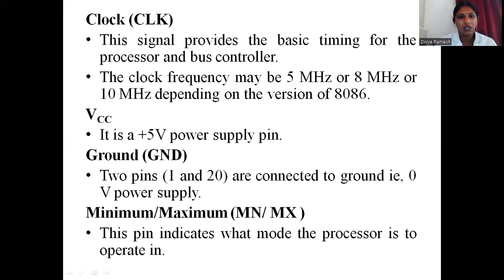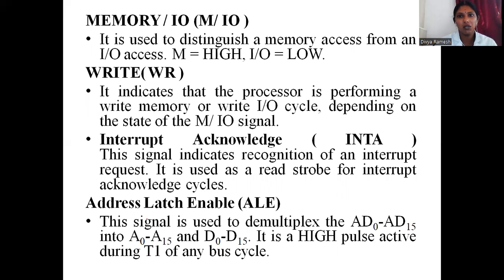Next one is your minimum and maximum mode. As I indicated earlier, pin number 33 will be used as minimum mode or maximum mode. Depending upon this high-low input, the 8086 will perform the operation of minimum mode or maximum mode.